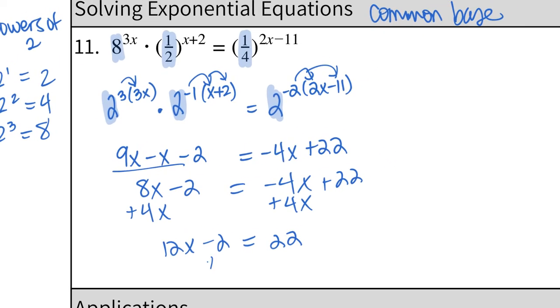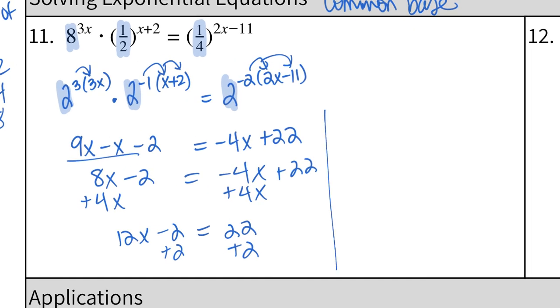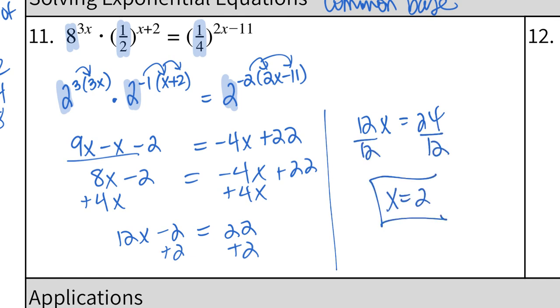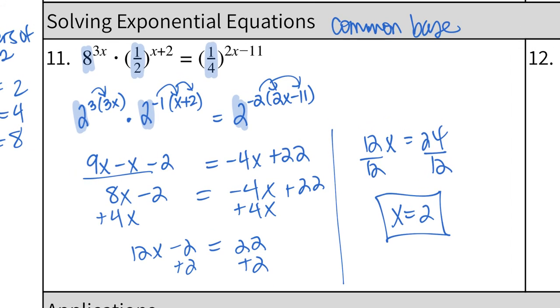Let's add 2 to both sides. I'm running out of space, so I'm going to write over here. 12x equals 24. And last step is to divide by 12, so x equals 2. So you have to have a common base when solving these.